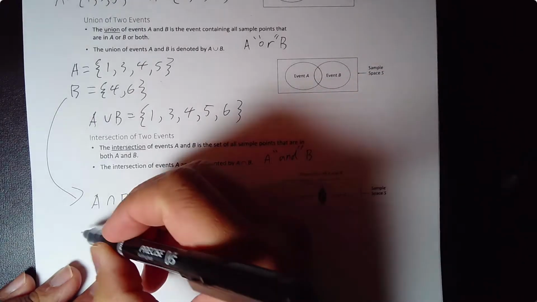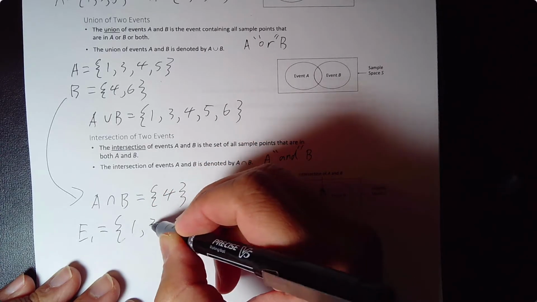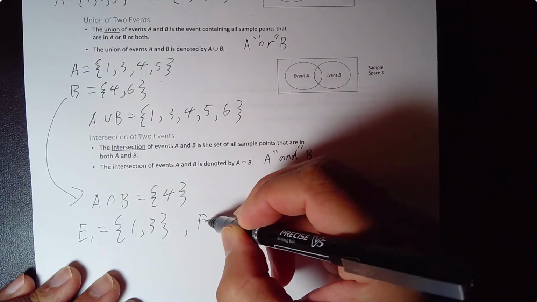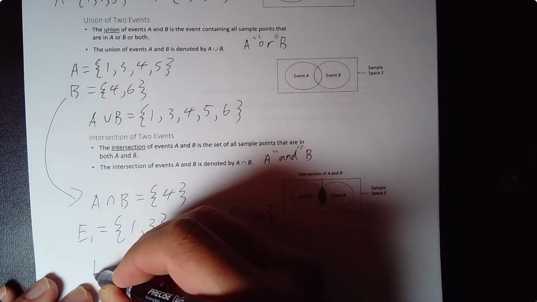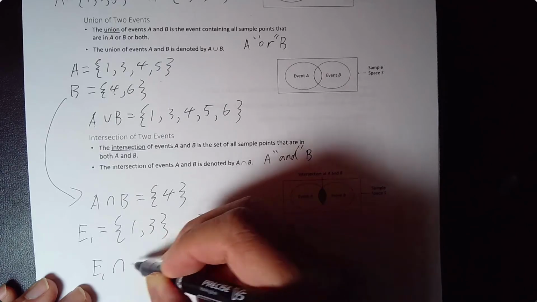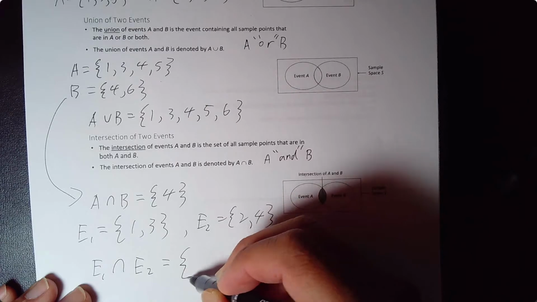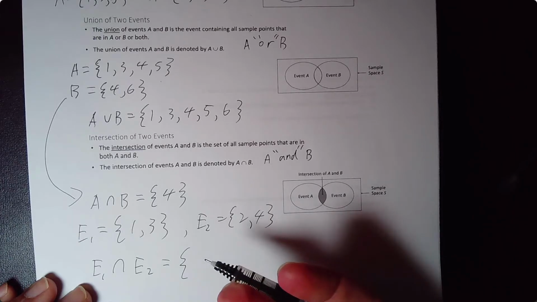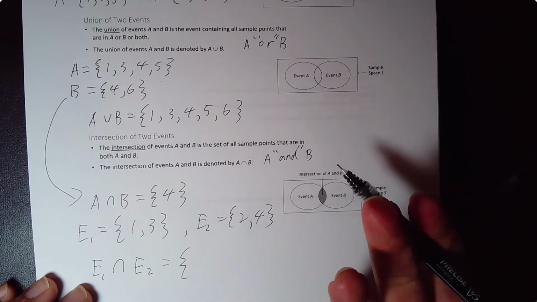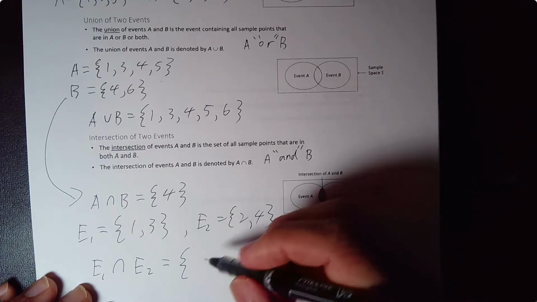Let me give you another example. Suppose I define a new event. This new event is 1 and 3, and then event 2 is 2 and 4. Then in this case, what is event 1 intersect event 2? There are no sample points that are in both events, so the answer is nothing. Now we don't write 0, because 0 is a number. 0 could be a sample point. So we do not write 0.